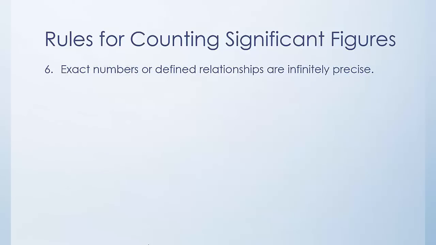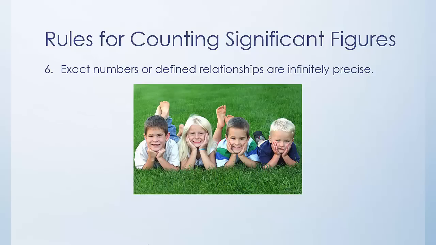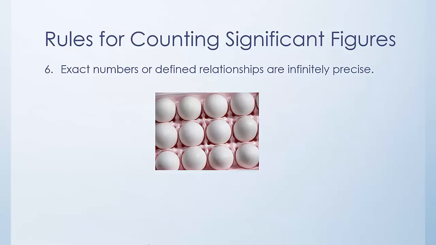Lastly, this is our last rule. Exact numbers or defined relationships are considered to be infinitely precise. So if we look at this picture here of these kids, when you say how many children are in the picture, there's exactly 4 children because we can count them. There's no ambiguity, there's no uncertainty. Similarly, if we're talking about this dozen eggs here, and you say, what is a dozen? A dozen is exactly 12 items. That is the definition of a dozen. So there's no ambiguity, there's no imprecision. That 12 is considered to be infinitely precise.